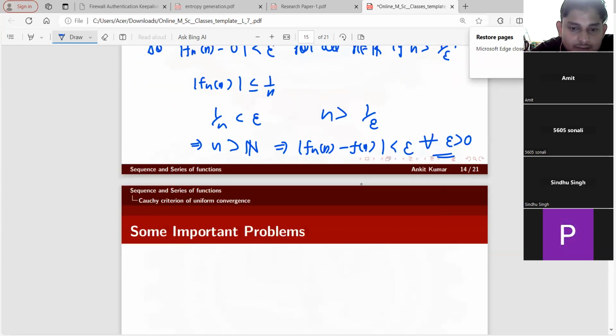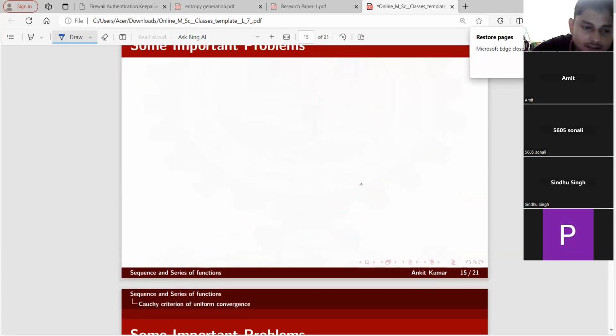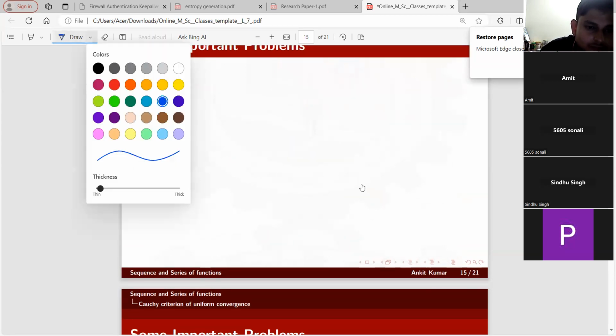Now we again see a very important criteria, that is the Cauchy condition for uniform convergence.